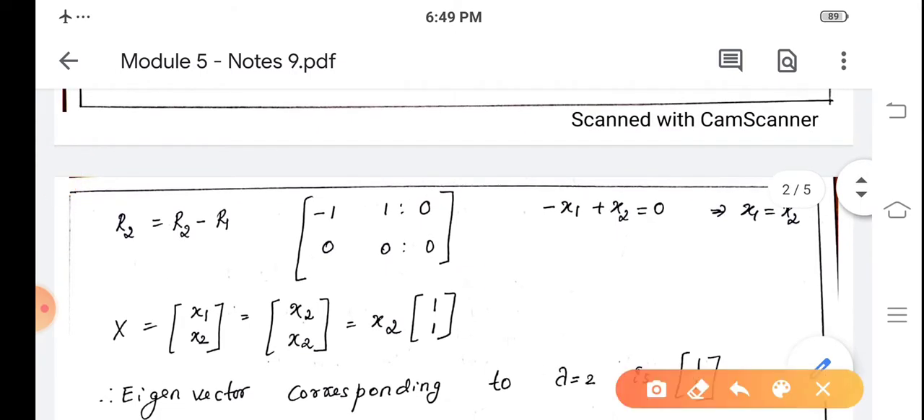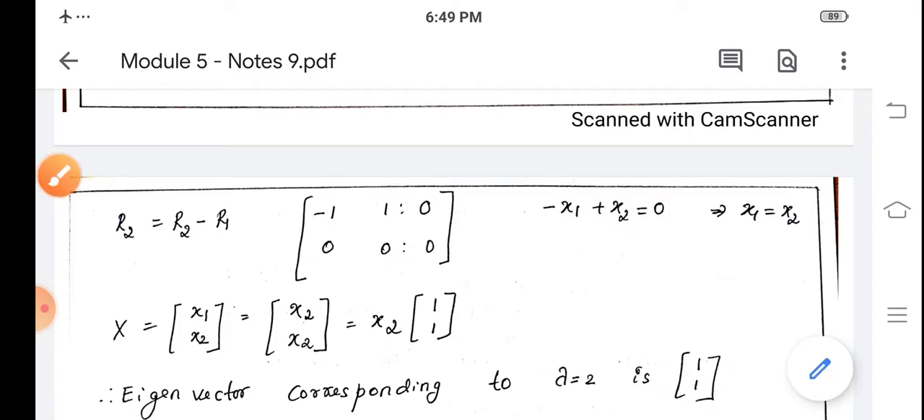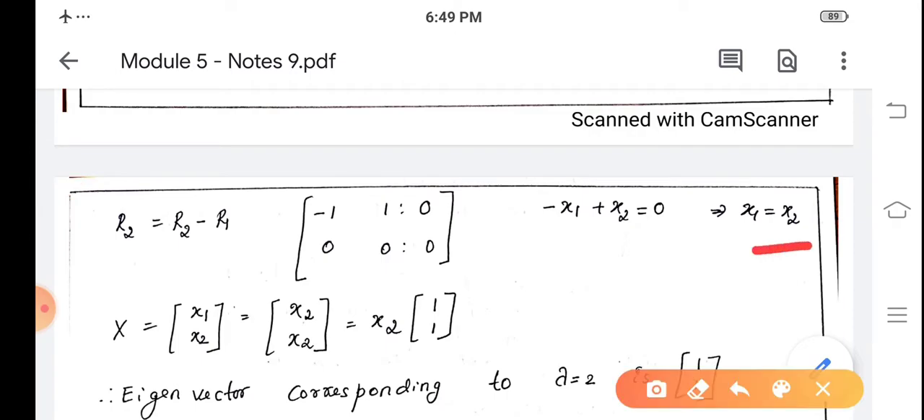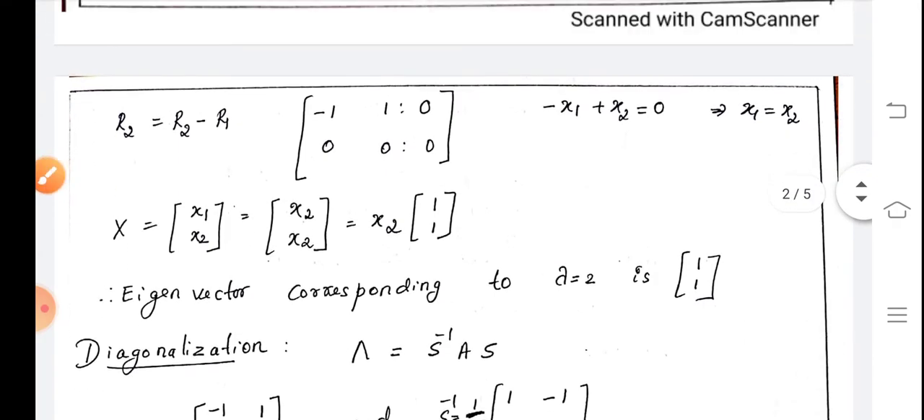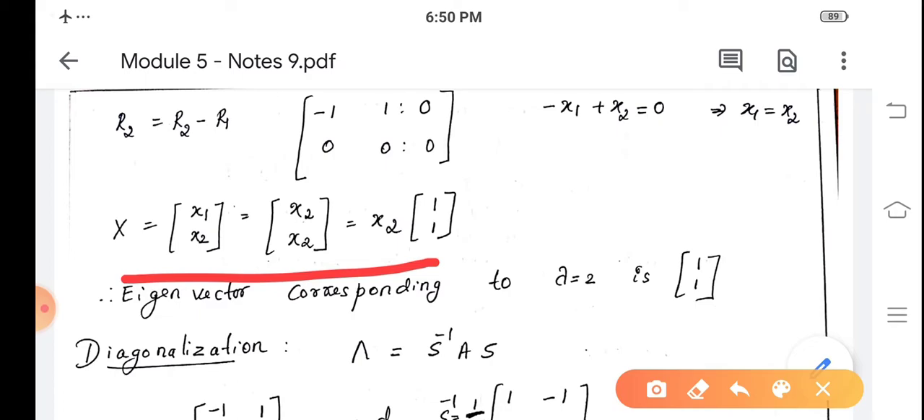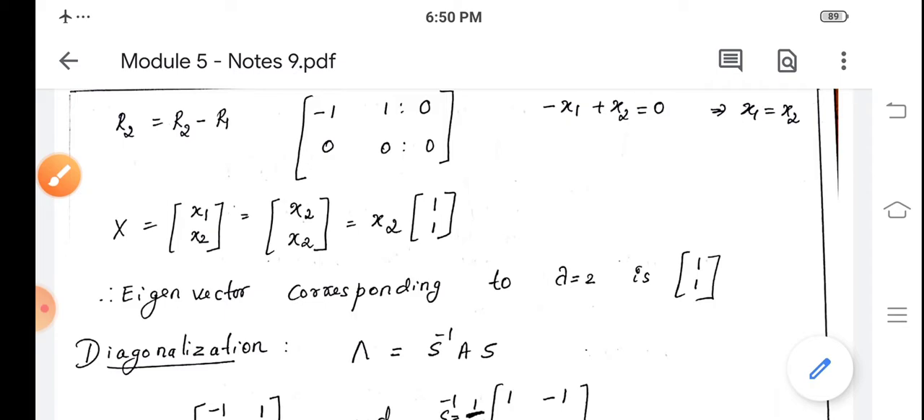Now we write the equation as minus 1 into x1 plus 1 into x2 equal to 0. That is minus x1 plus x2 equal to 0, or x1 equal to x2. Here minus 1 is a pivot element. So since minus 1 is a pivot element, x1 is a pivot variable. We write x1 in terms of x2. So the eigenvector for lambda equal to 2, that is x equal to (x1, x2) equal to (x2, x2), that is x2 into (1, 1). So the eigenvector for lambda equal to 2 is (1, 1).